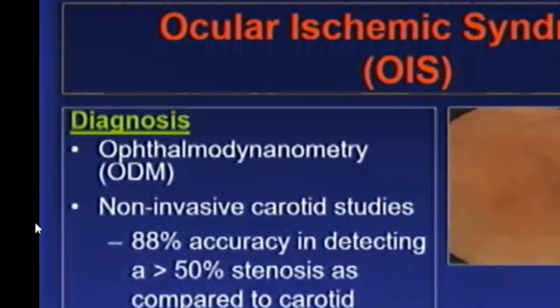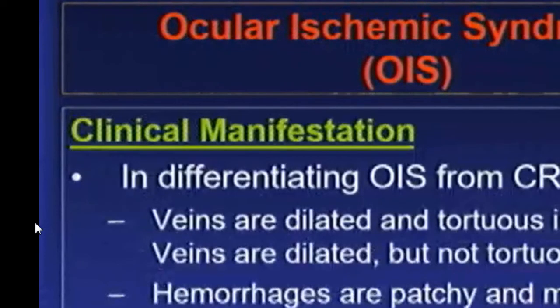Diagnosis is usually clinical and might be aided by ophthalmodynamometry, which could help in these cases. Non-invasive carotid studies have 88% accuracy in detecting more than 50% stenosis. There is no B wave or A wave on the ERG, and color Doppler is the main test to go for.